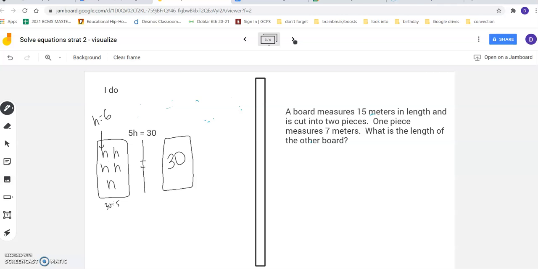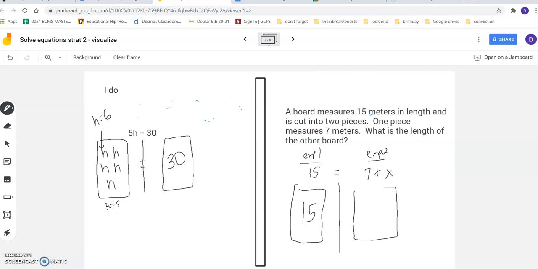This one, we already had our expression number 1 last time, which you already saw, was that this board is 15 meters long. And expression number 2 is the 2 pieces, right? One piece is 7 meters. What's the length of the other board? And I'll just do x, I don't know what it is. So same thing, I want to think about 2 things being equal. On this side I have 15. On this side, if I want to visualize it, I have 7 and an unknown.